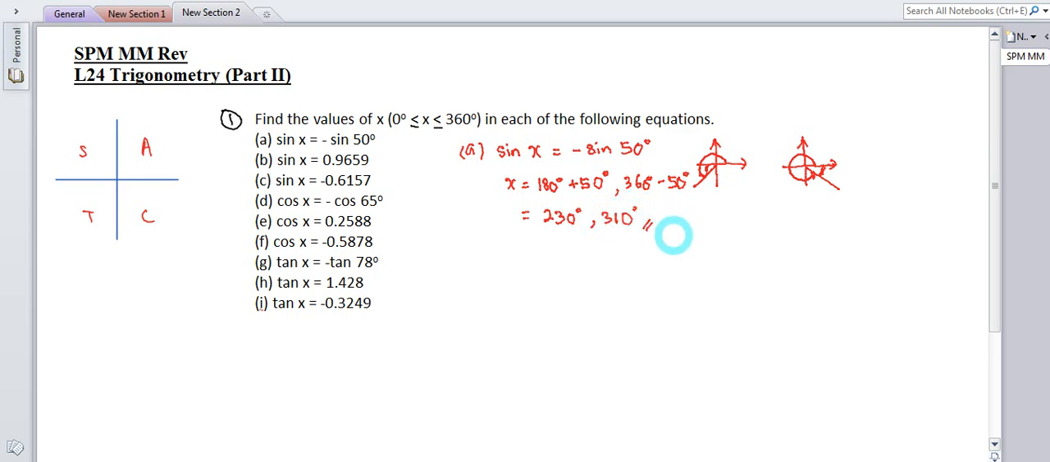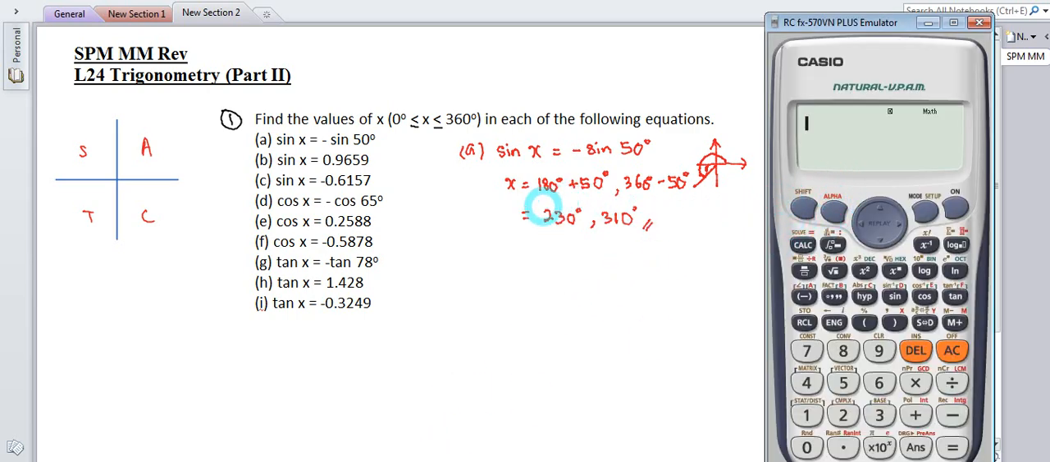Okay, so this answer, if you want to check whether the answer is correct or not, you can use the calculator, try to check the value. Sine 230, this is negative 0.7660, right? Then you press this one, negative sine 50. You still get the same answers, right? You can check also using this angle 310.